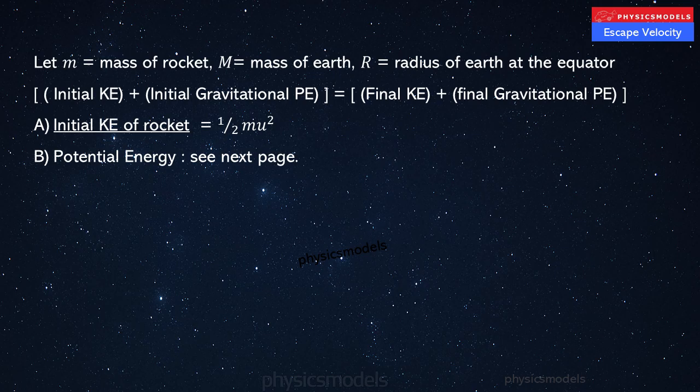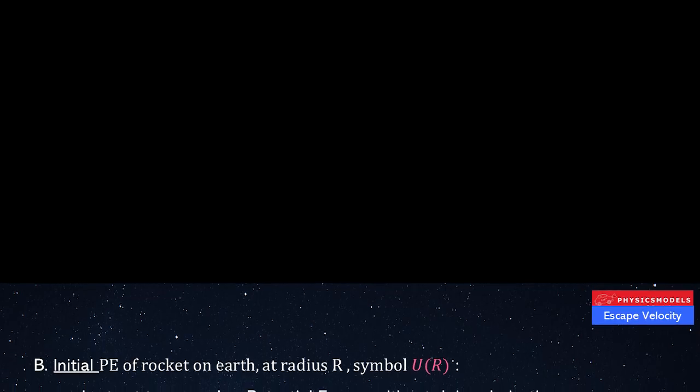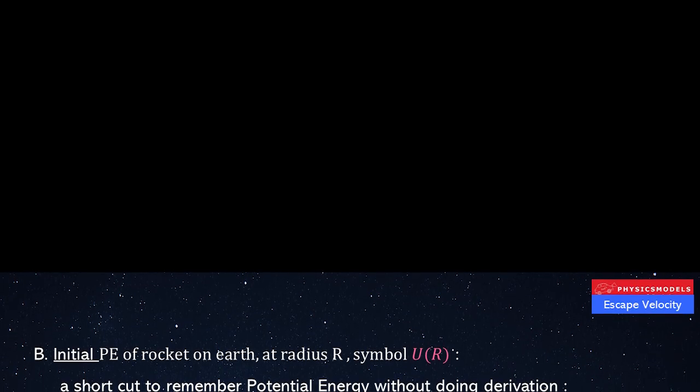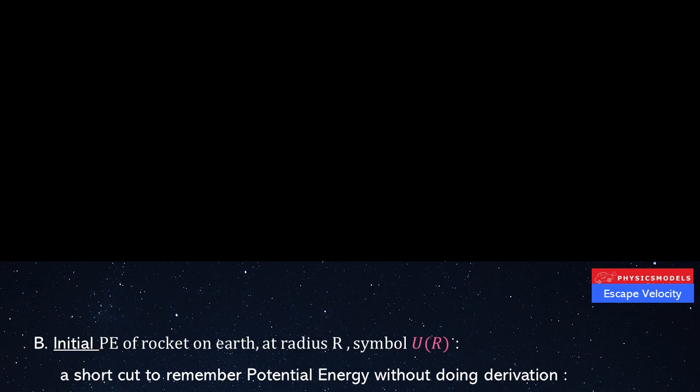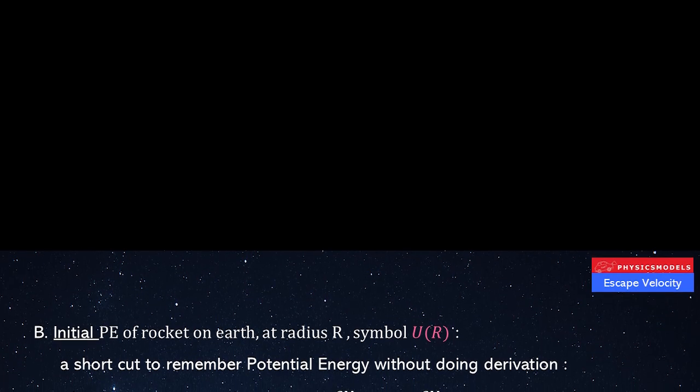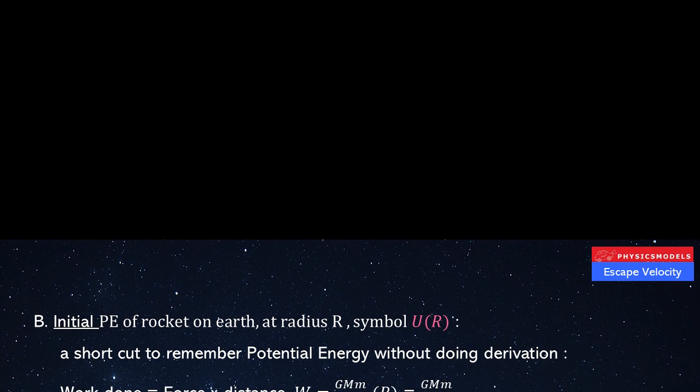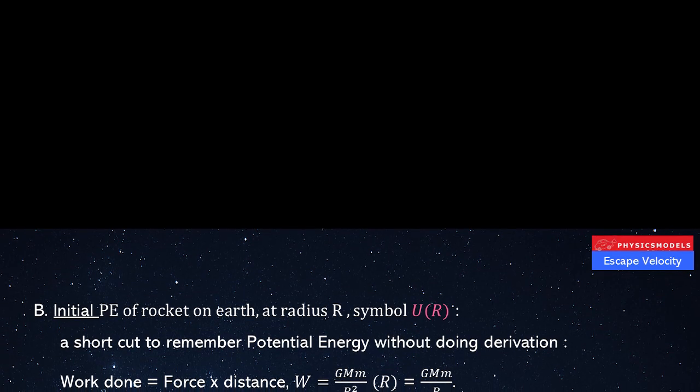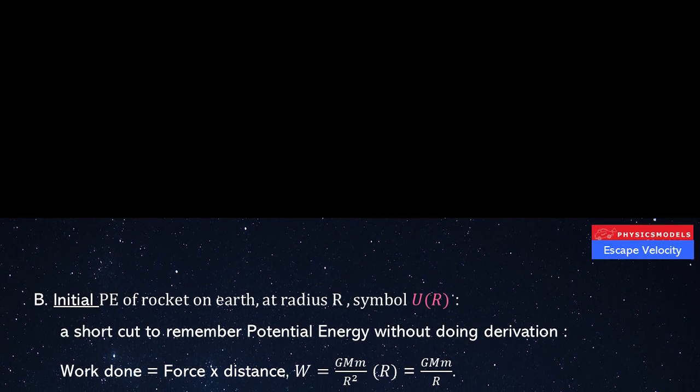The KE is simple. Half m v squared is the same. And here we have Vi for the initial velocity, which later becomes Ve for the escape velocity. Potential energy is tricky and it needs some thought. Potential energy at the radius of the Earth, on the surface, is U of r. At a height h, it would be U of r plus h.